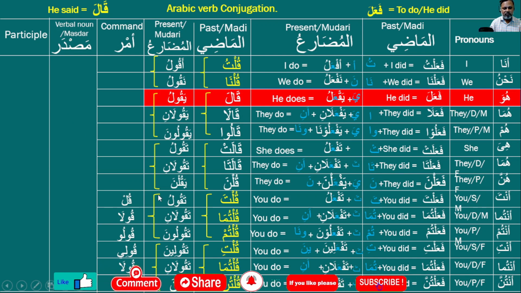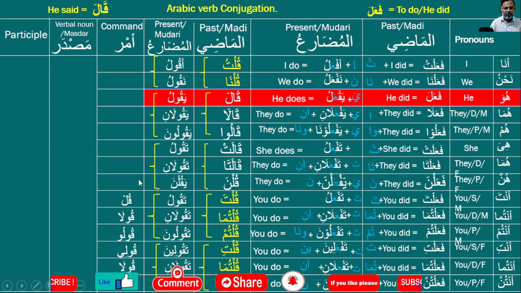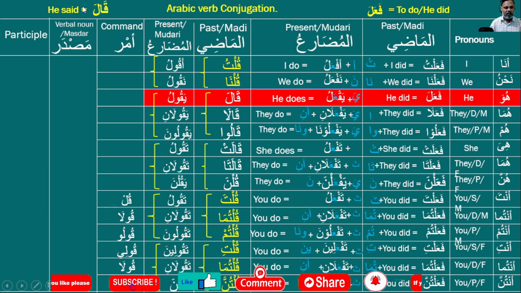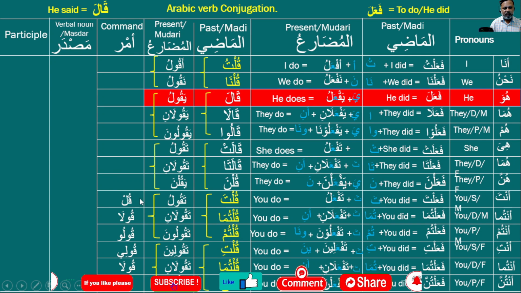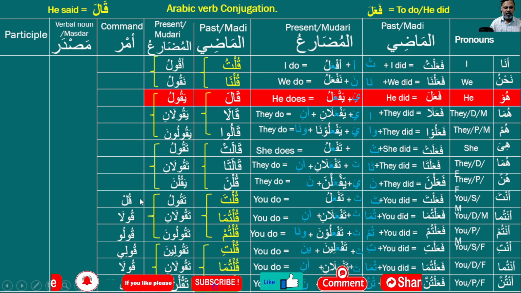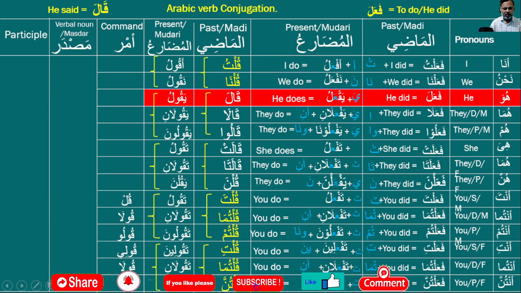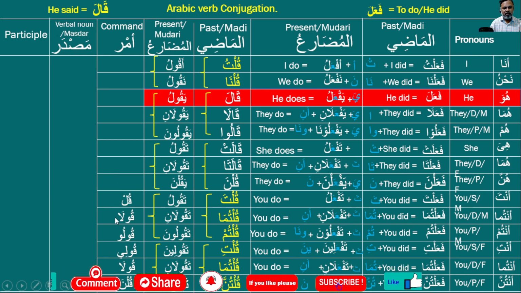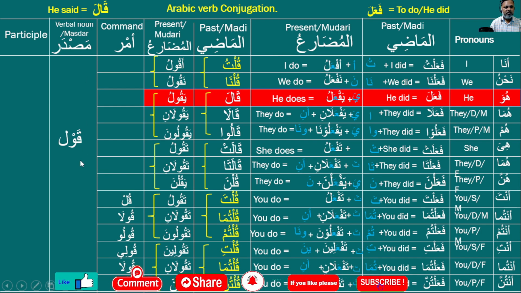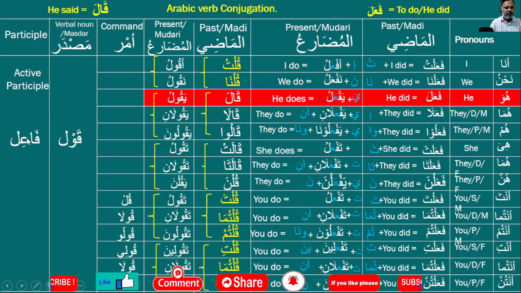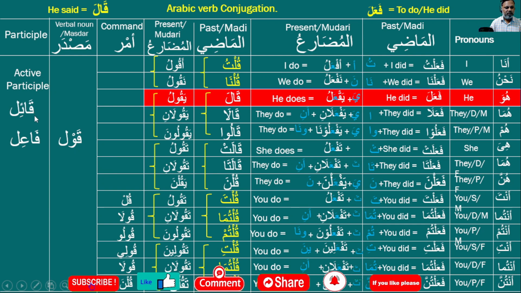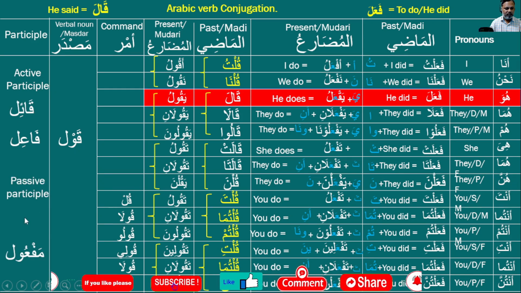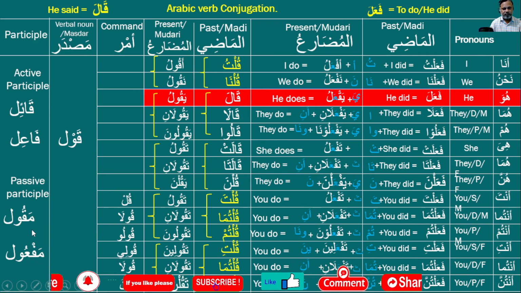For a standard verb, we have to add hamza with dhamma or kasra. But as this is not a standard verb, qala is an irregular verb, so we don't need to add hamza with dhamma or kasra. We just delete the prefix ta and all the noon, and the remaining part will be the amr. And the masdar is qawlun, and the active participle will follow the pattern fa'ilun, it will be qa'ilun, and the passive participle will be the maf'ulun pattern, it will be maqulun.